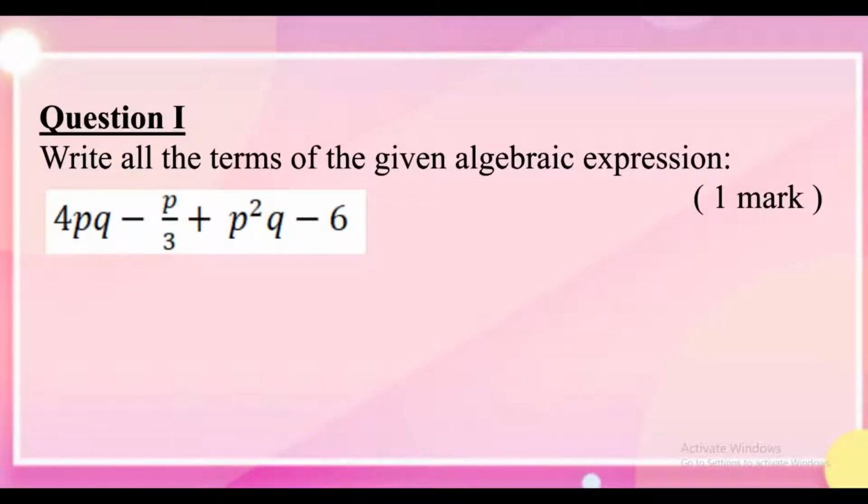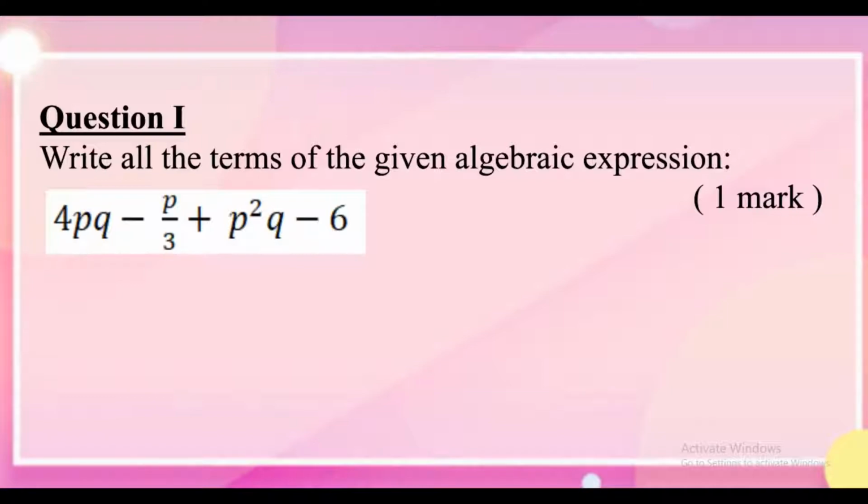The first question is, write all the terms of the given algebraic expression: 4pq minus p by 3 plus p square q minus 6. What is a term of an algebraic expression? It is the various parts of the algebraic expression separated by addition or subtraction sign. It is called terms of the algebraic expression.